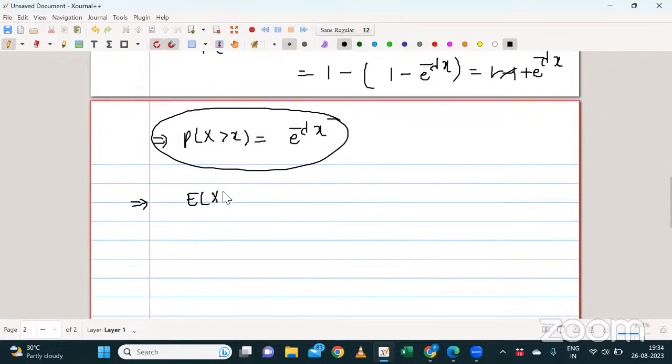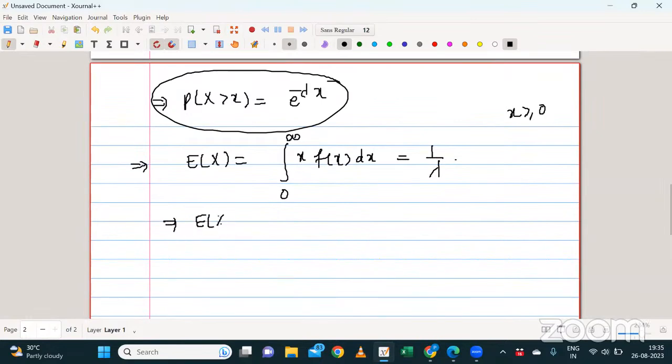Now let's do the mean and variance. The expectation of x, I'm just writing down the direct formula, is 1 by lambda. How can I find the expectation of x? I have to integrate from 0 to infinity, because x takes values greater than or equal to 0 in the case of the exponential distribution. It will be the integral of x f of x dx, right? If you apply the formula, I will get 1 by lambda. So the expected value of x for the exponential distribution is 1 by lambda, and the variance of x is 1 by lambda square.